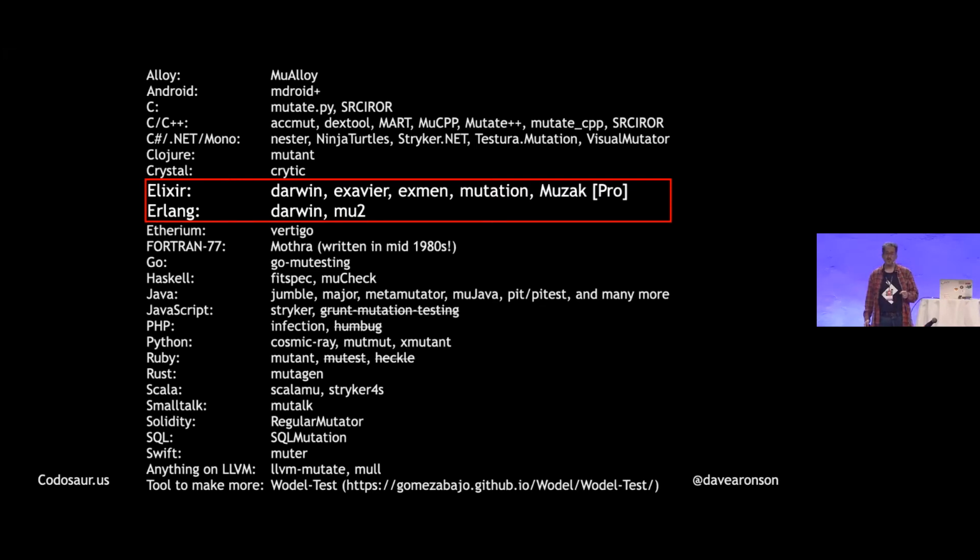There's also a promising tool called Wodal Test, which is a language independent mutation engine with which you can make language specific mutation testing tools. Sorry, I haven't actually played with it myself. For Elixir and Erlang, there is a fairly recent one called Darwin. I have not tried it. For Erlang, there's also Mutu or Mu2. I have no idea how it's supposed to be pronounced. For Elixir, there's also Xavier, X-Men Mutation, and a more recent one called Muzak. Everybody done taking pictures? Okay.